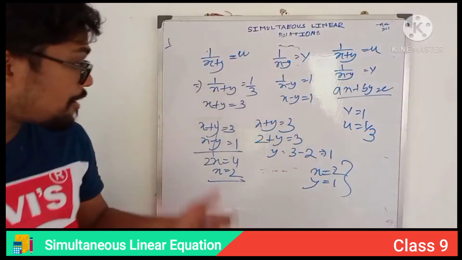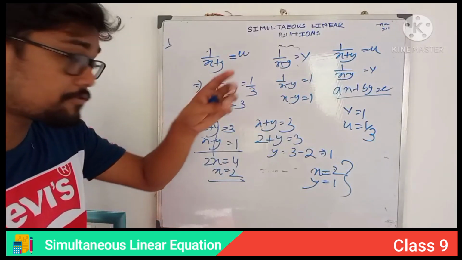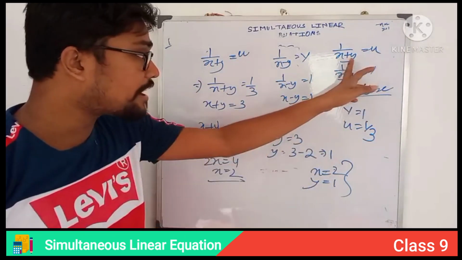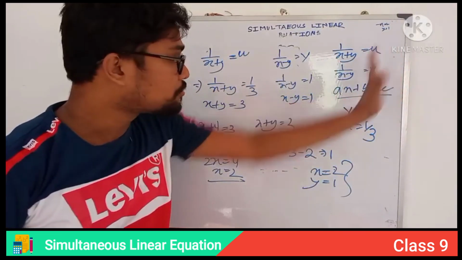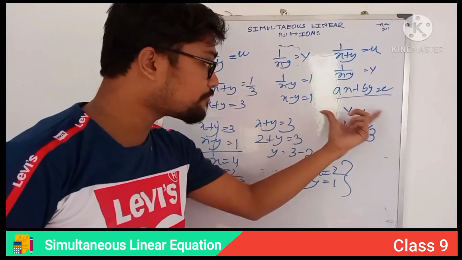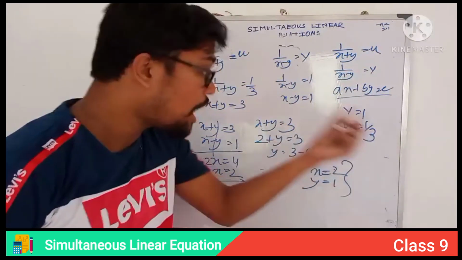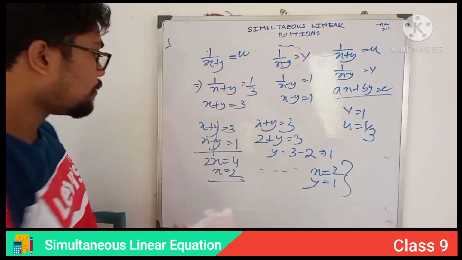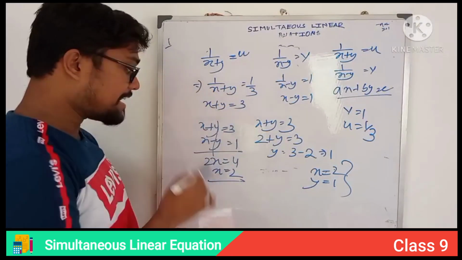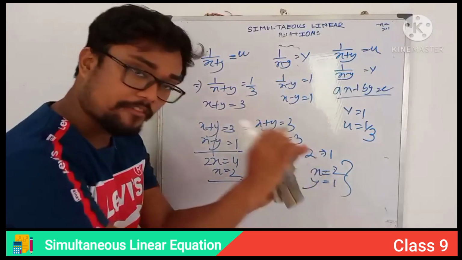This process is very long, but this is a very important problem. Two or three concepts are applied. First, we put 1 by x equal to u to get this type of form of equation. After getting this form, we solve for the values of u and v, and again from u and v we get x plus y and x minus y. Again we eliminate y and x, and we get the values of x and y.